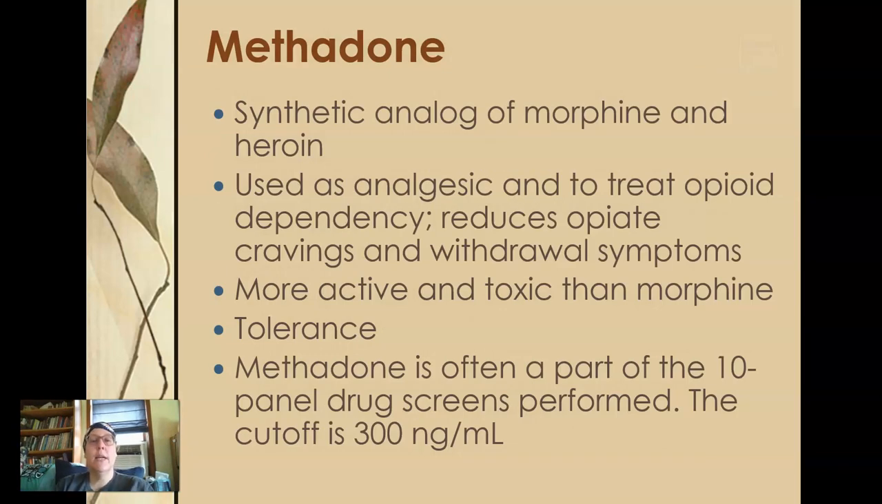Okay, methadone is a synthetic analog of morphine and heroin. It's used as an analgesic, and it's used to treat opioid dependency. So if they are dependent on opioids and trying to get off of the opioids, you can put them on methadone. It reduces the opiate cravings and withdrawal symptoms. It is more active and toxic, though, than morphine, and you can also develop tolerance to methadone. So you use methadone to get them off of opiates, but then you have to get them off of methadone. But think of it as a step-down drug.